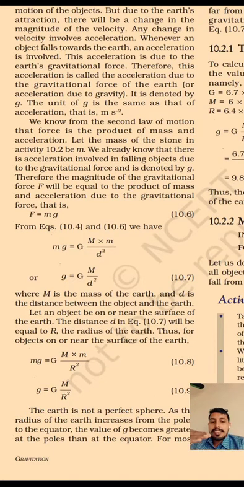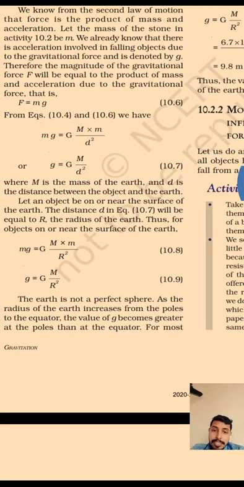We are neglecting the height. If I am in a one-story building, that distance is negligible, practically 0, compared to the radius of the earth. So we take the distance as the radius of the earth, and g is equal to G into M by r square. Then, the earth is not a perfect sphere. This is very important, and we can discuss it after this calculation.